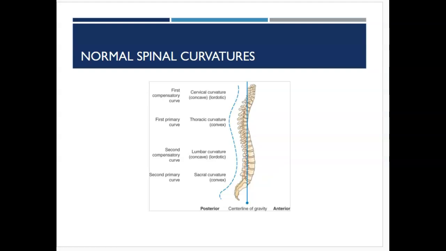The last 2 are the thoracic and pelvic curves. These are convex, they convex backwards, and are called kyphotic curves. Primarily, these are called primary curves because they are present at birth, so they do not change at all.